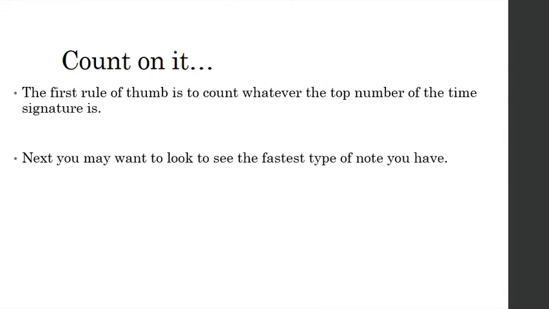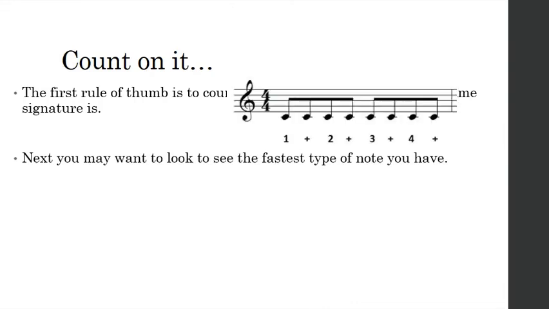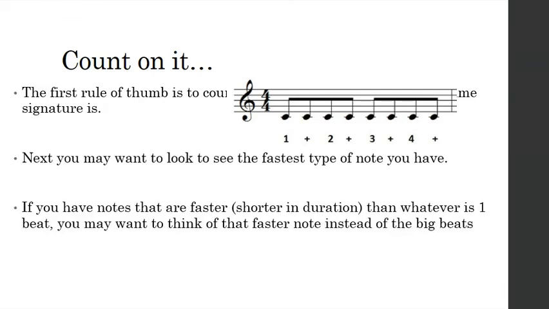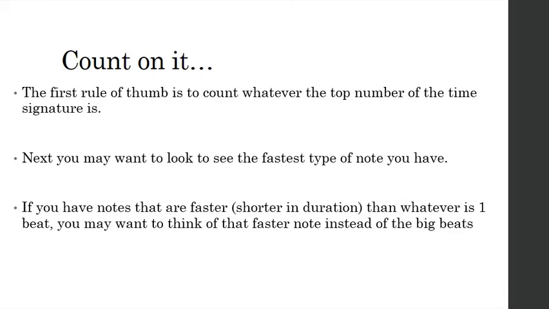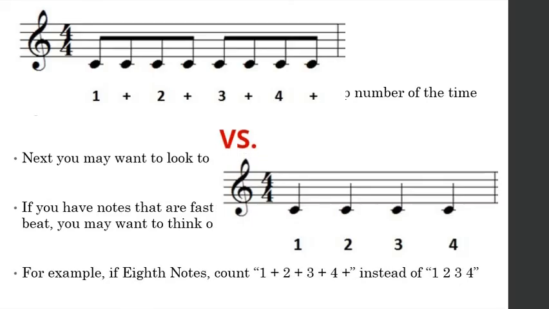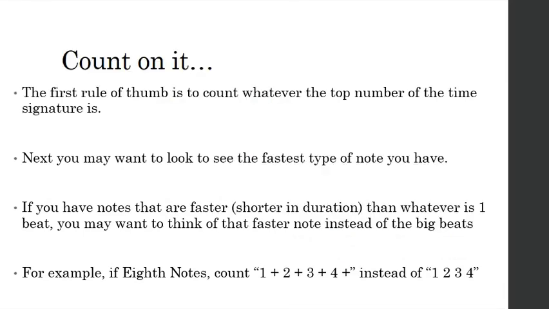But you might want to look ahead. Maybe you have measures with eighth notes in them or measures with 16th notes. And if that's the case, you might want to think of those faster notes rather than the longer notes. So let's say you have a measure of eighth notes. You might be thinking 1 and 2 and 3 and 4 and, rather than just the big beats. Because even if you have the quarter notes and you're thinking 1 and 2 and 3 and 4 and, first of all, it makes your quarter notes more precise. And secondly, it makes you ready for those measures where you do have the eighth notes. It's like you'll be playing along with what you're already thinking in your head.